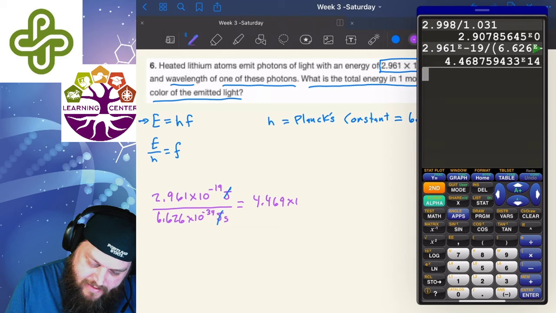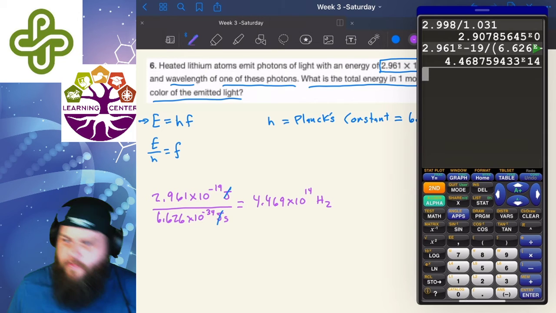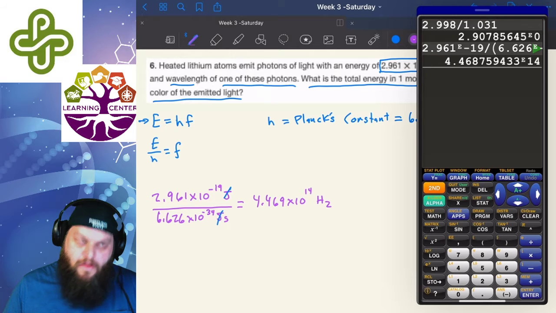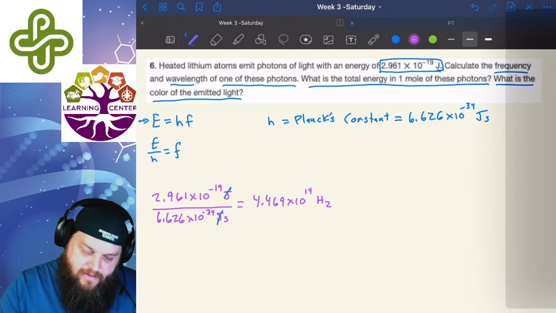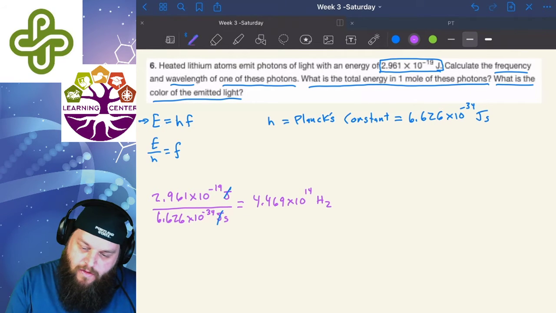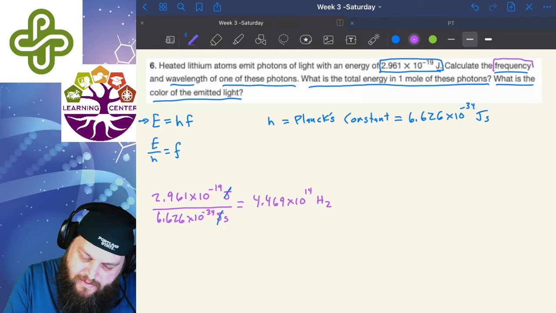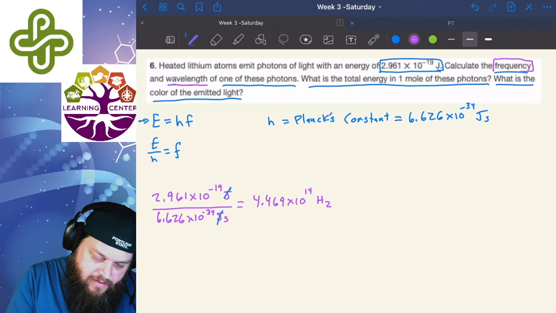And that's times 10 to the 14 hertz, or per second. So that's our frequency. But they're not asking us for the frequency. So that's this frequency. We will also need to find the wavelength. Is where I was going with that.